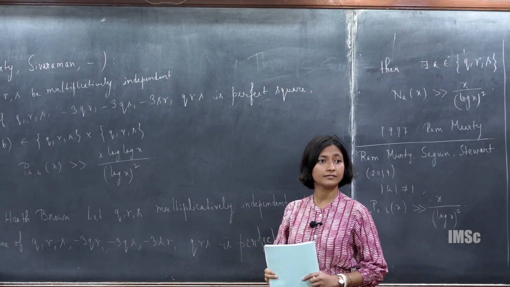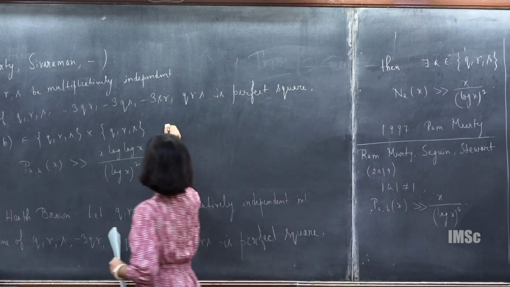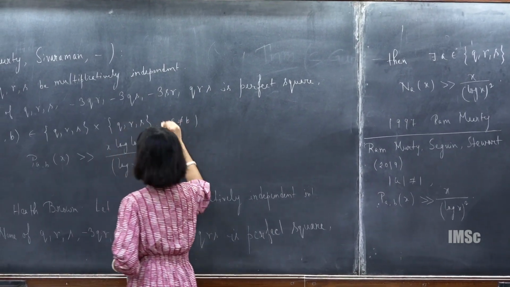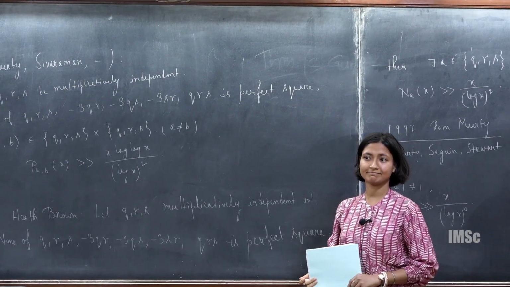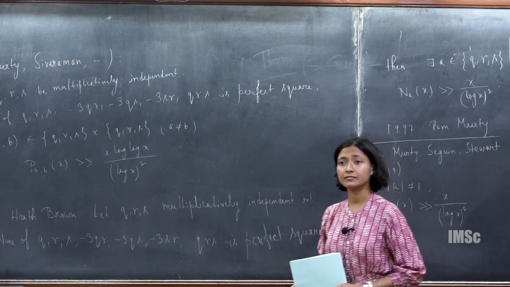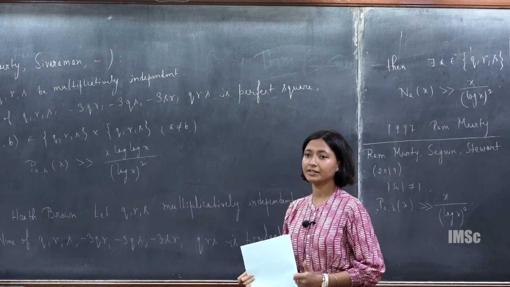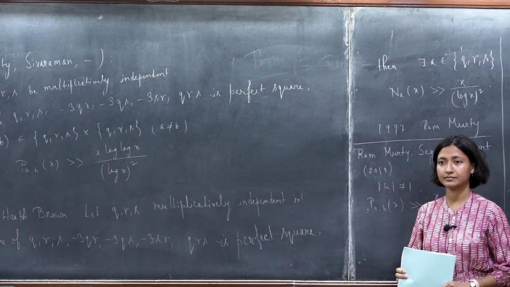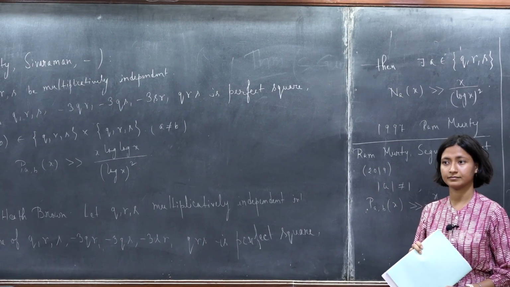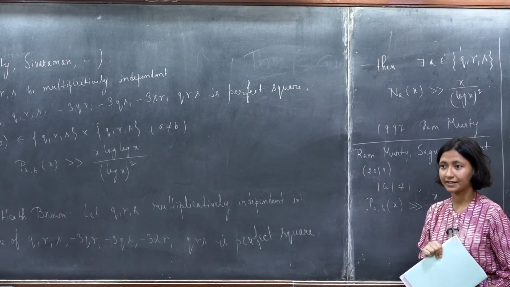You mean A different from B? Yeah, of course, yes. Sorry. You already assumed anyway they are multiplicatively independent. Yeah, multiplicatively independent, so A not equal to B is coming from there. Thank you.